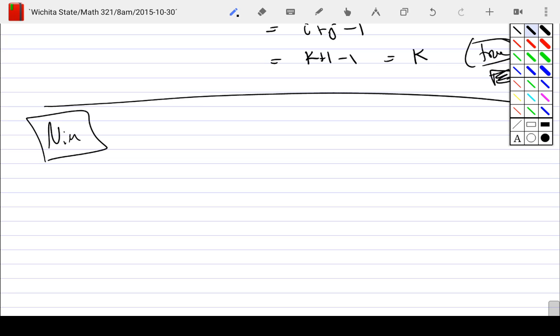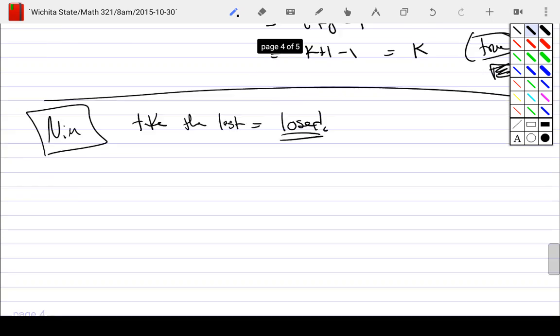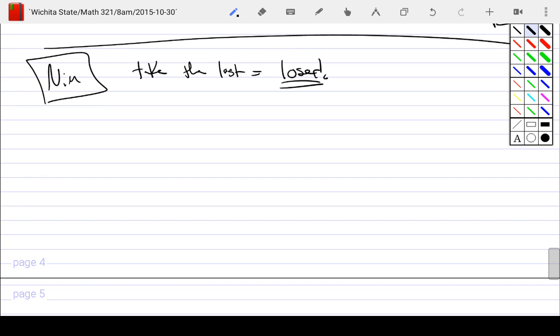All right. NIM is: you take the last, you lose. Let's put an R in it. Loser. All right. That's such a negative term. It sounds awesome. You take the last thing, you're going to lose.